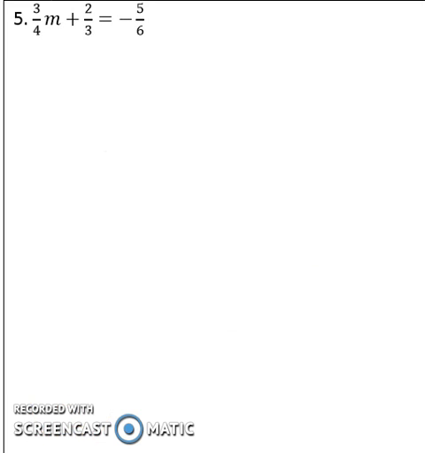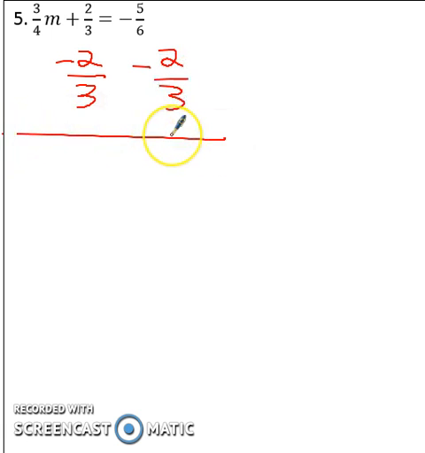Okay, number 5, we kick it up a notch. We have 3 over 4m plus 2 over 3 equals negative 5 over 6. And what we need to do is solve for m, but we first need to get the term with the m all by itself. So we're going to start off by subtracting 2 over 3 from both sides.